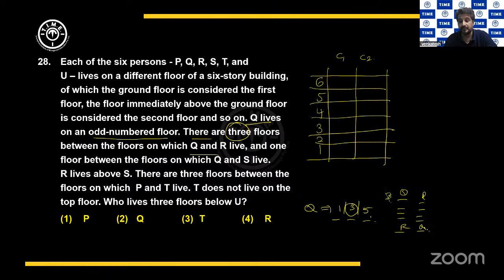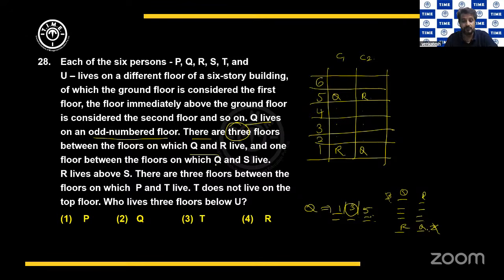Q is here. R is above Q. Q should be on an odd number floor, say the third floor, 4, 5, 6, 7, not possible. Right. Which means that Q cannot be on the third floor. So Q could be on the first floor or the fifth floor. If Q is here, 1, 2, 3, R. If Q is taken here, 1, 2, 3, R. So Q and R are fixed.